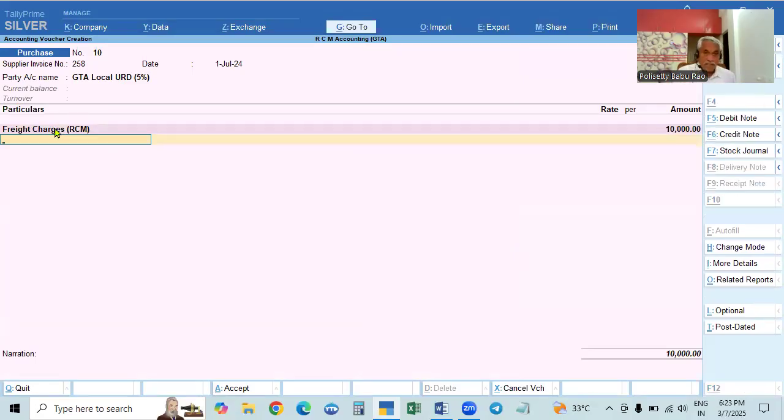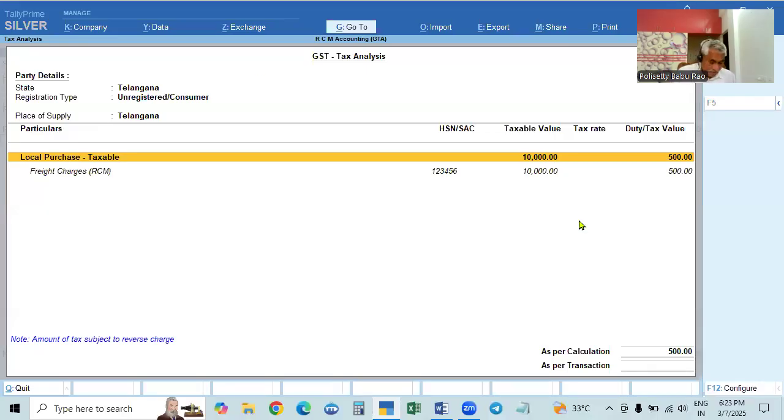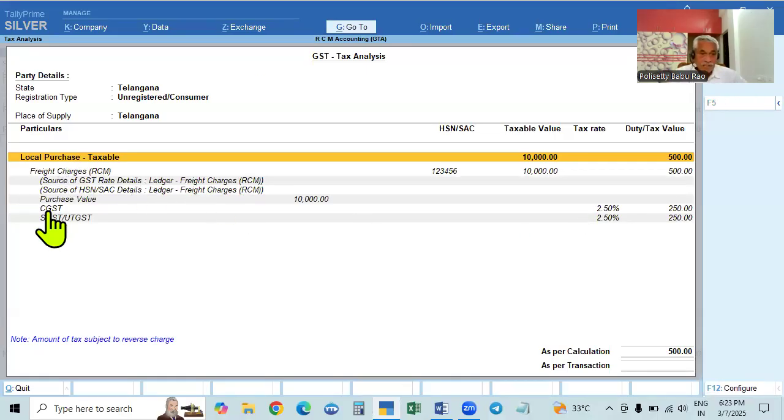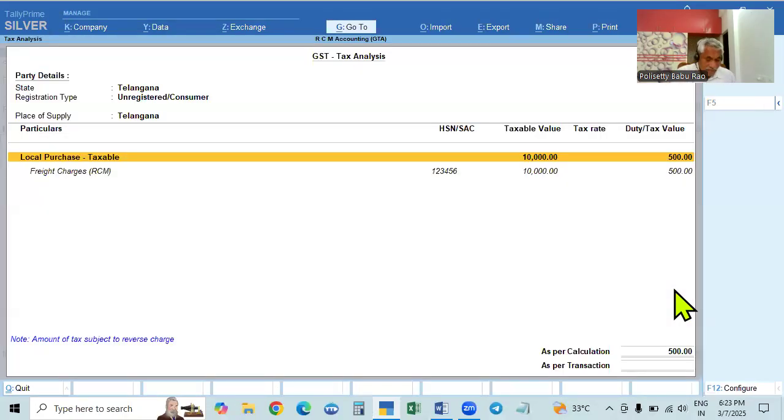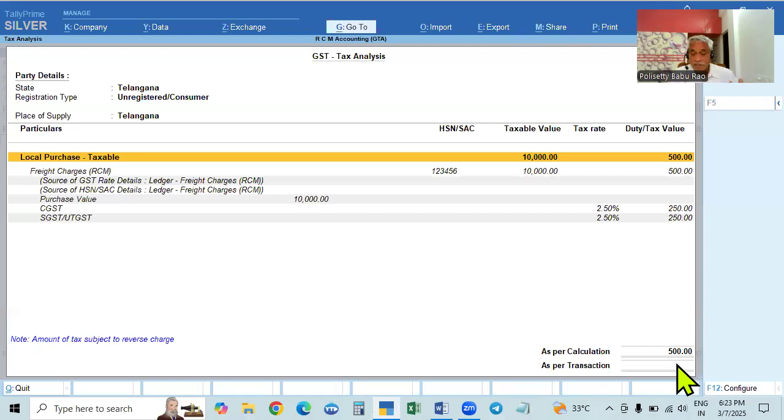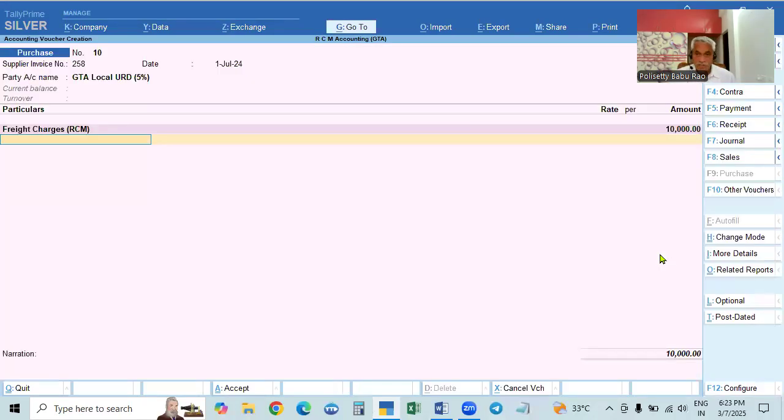So Alt A here is called tax analysis. Alt A for local purchases. CGST and SGST is given, 500 rupees total tax as per calculation. As per transaction, no tax is available. No tax is applicable. That is why it is showing nothing as per transaction. Otherwise, it will show an error. And here it is given: the amount of tax subject to reverse charge means this tax is paid directly to the government and the ITC is to be claimed. So this is the thing.